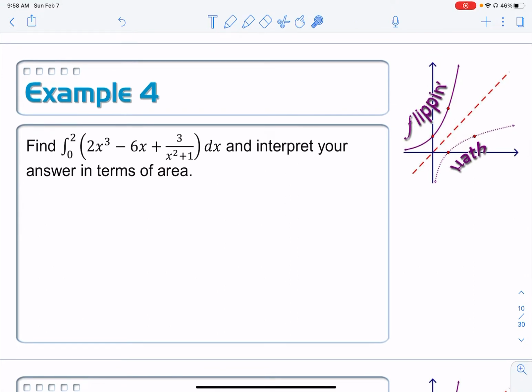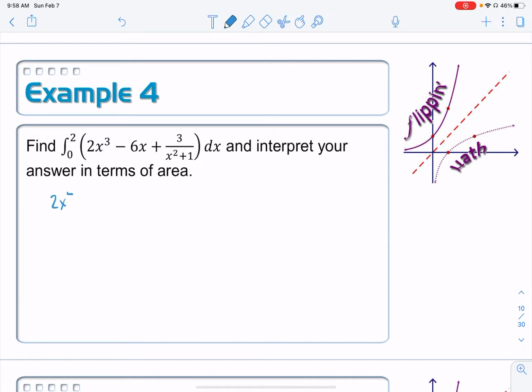Find the definite integral from 0 to 2 of (2x cubed minus 6x plus 3 over x squared plus 1). I thought we can't do quotients with respect to x. And interpret your answer in terms of area. Okay, so we've got to find an antiderivative first of all, and that antiderivative is going to be an x cubed. No, it's not. It's going to be x to the fourth.